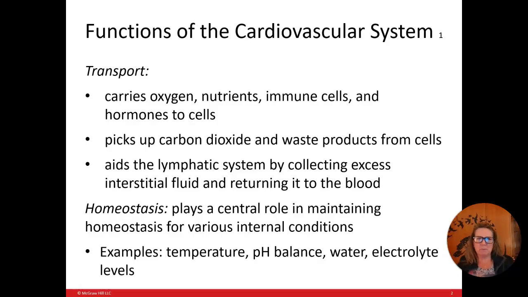Well, the other part of it is picking up stuff. So we pick up the carbon dioxide, which is a waste product of cellular respiration. We also pick up waste products from metabolism. So the blood is really, on one side of it, full of lots of really great things, and on the other side of it is picking up the waste products.